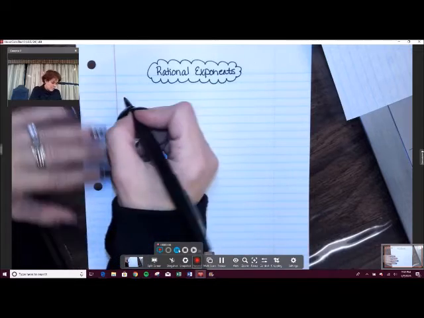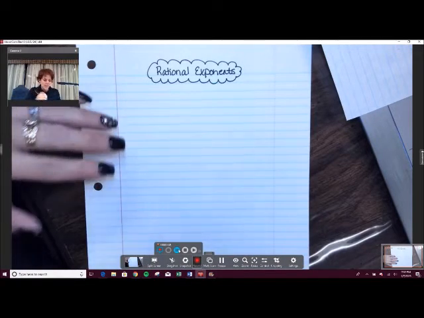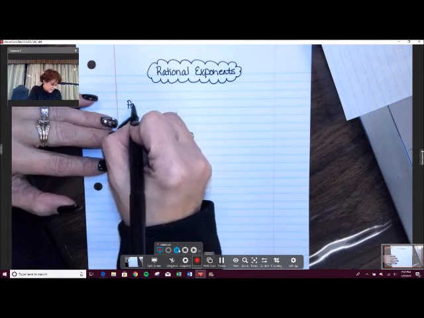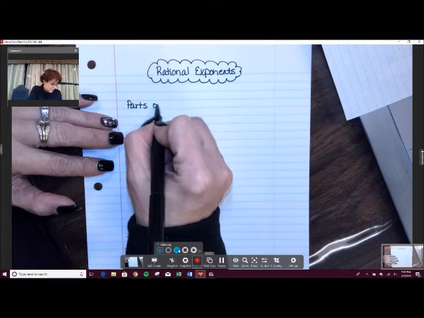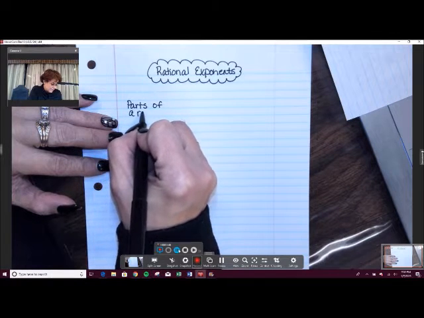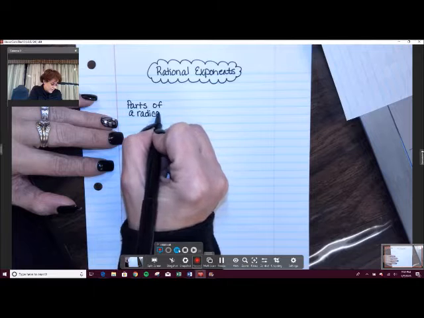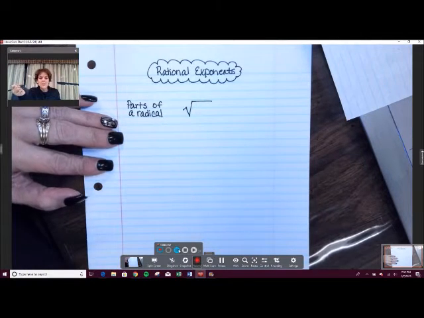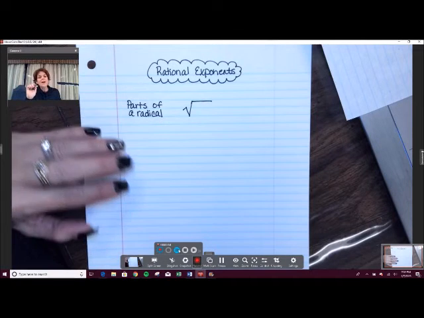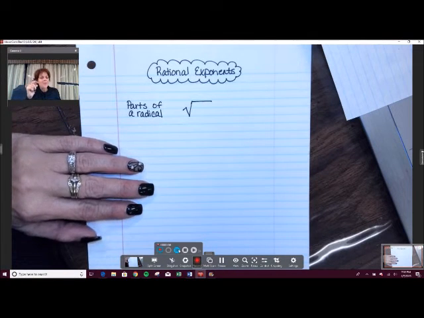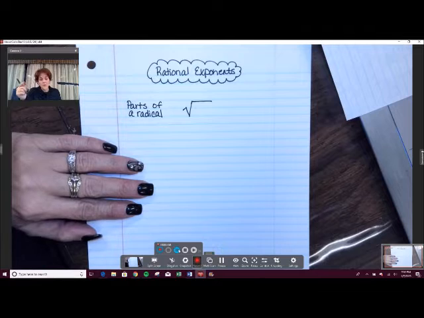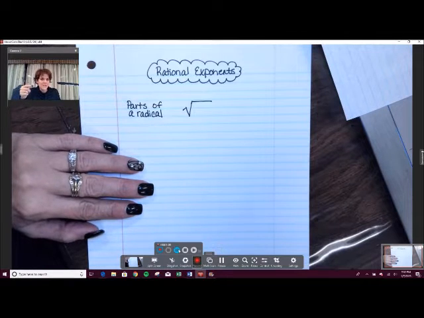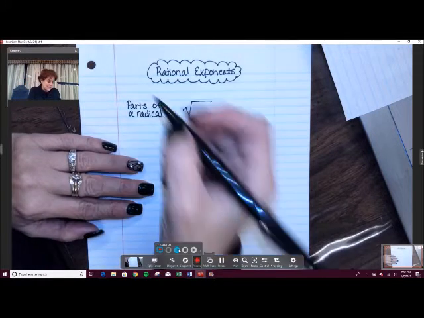Okay. So I want to go over first a couple of forms. So the first thing I'm going to do is called parts of a radical. Okay, we're going to write that in our notes. Radicals, you've seen them before. A lot of times you call them the square root, but they're not always a square root. Sometimes they're a cube root, or the fourth root, or the fifth root, or the sixth root. So we're just going to call it a radical.